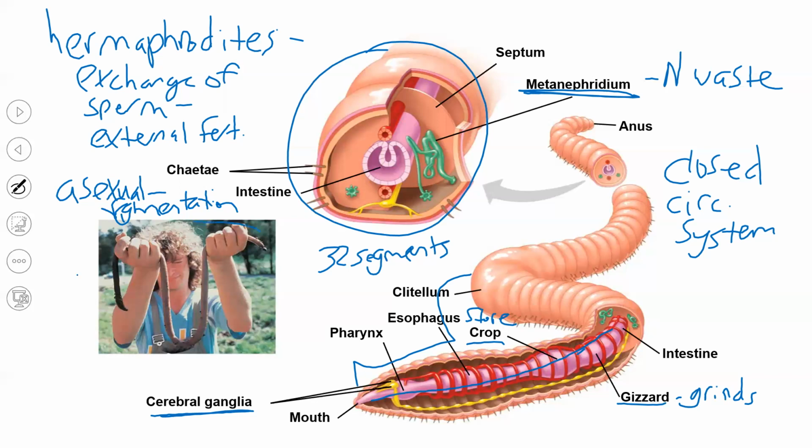This picture that you see here is a giant earthworm in Australia. We don't see them like that here, but there's a species of earthworm that can get gigantic, like meters long and huge, looking like little snakes.